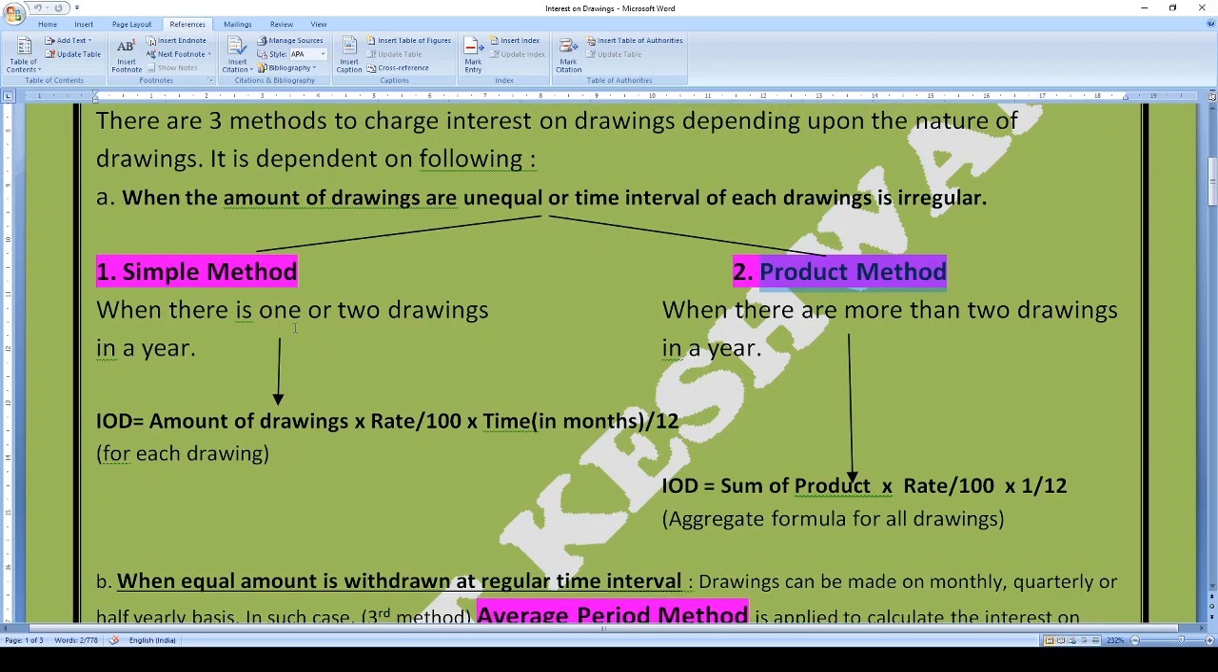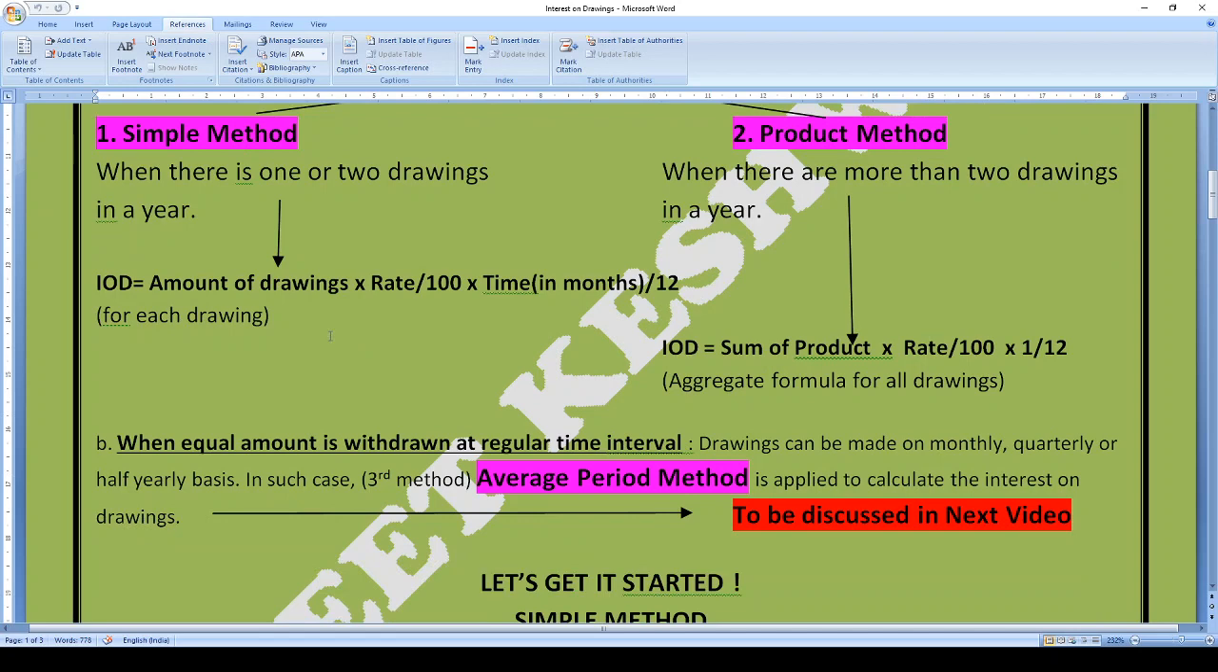First of all, keep in mind that these methods are applicable only when there are unequal amounts of drawings and the time interval of drawings is irregular. When there are one or two drawings in a year, in that case we use the simple method. Whereas the product method is used when there are more than two drawings in a year. Suppose you have withdrawn 3 times during the year, or 4 times during the year, then you apply the product method. Otherwise, if you made drawings once or twice in a year, then you can apply the simple method. Now, what are the formulas?